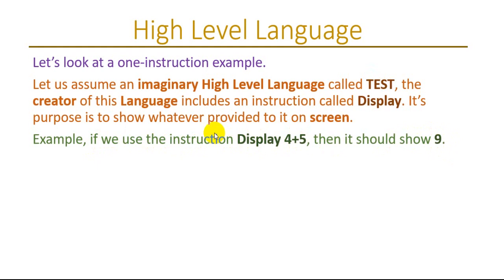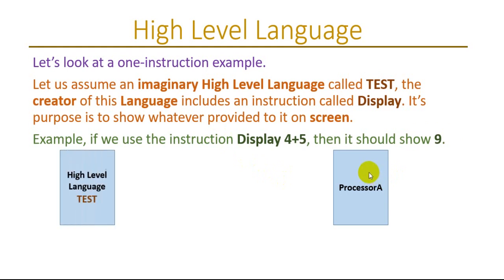So let's go through the process to understand how it happens. Let's take our original processor which we looked at in our low level language video, called processor A. This has an add instruction, as you can go and refer back in your low level language video. So the processor is there, the high level language test is there. Now the test language is going to give a high level instruction, display 4 plus 5, which is an instruction available in this high level language called test.